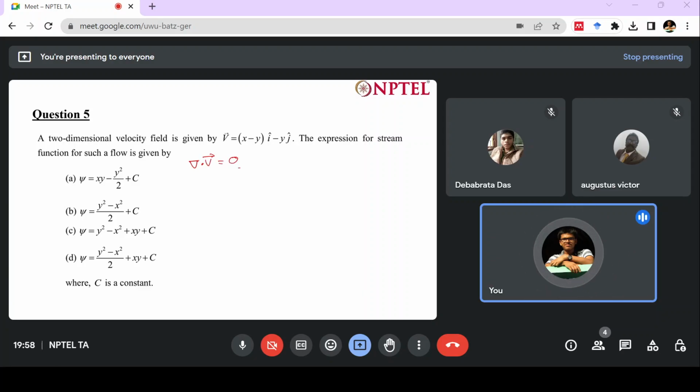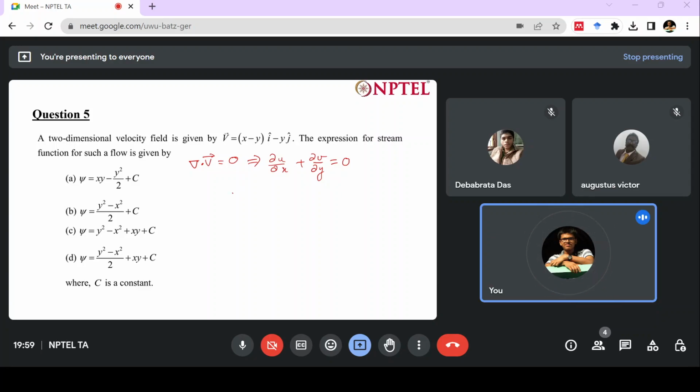If it's an incompressible flow, we have this equation, right? We know how to break it down. We have already done this. So del u del x plus del v del y is equal to 0. This is my incompressible flow equation. Now the stream function is defined in such a way that this equation is always satisfied.